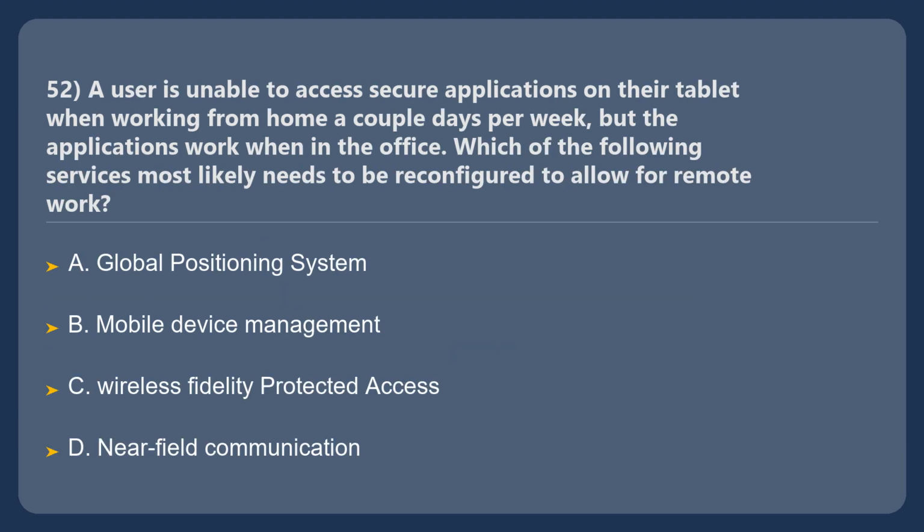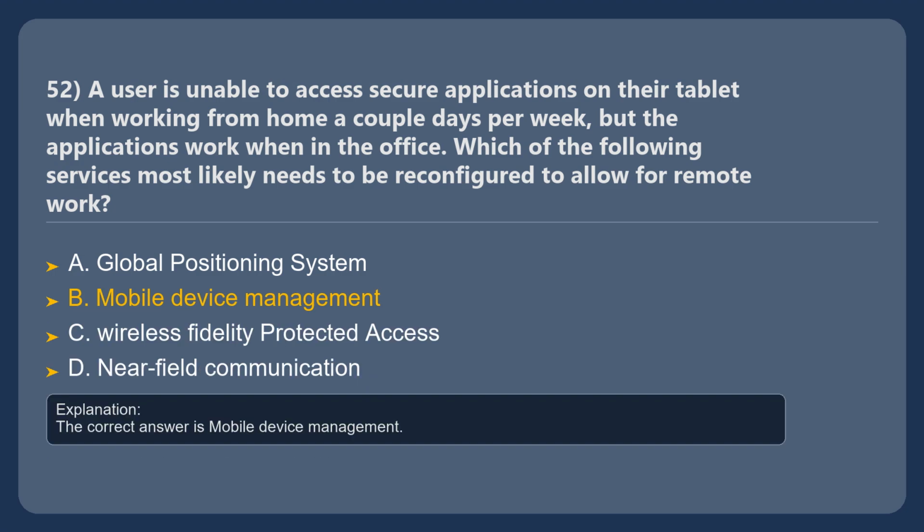A user is unable to access secure applications on their tablet when working from home a couple days per week, but the applications work when in the office. Which of the following services most likely needs to be reconfigured to allow for remote work? Option A, global positioning system. Option B, mobile device management. Option C, wireless fidelity protected access. Option D, near-field communication. The correct answer is option B, mobile device management.